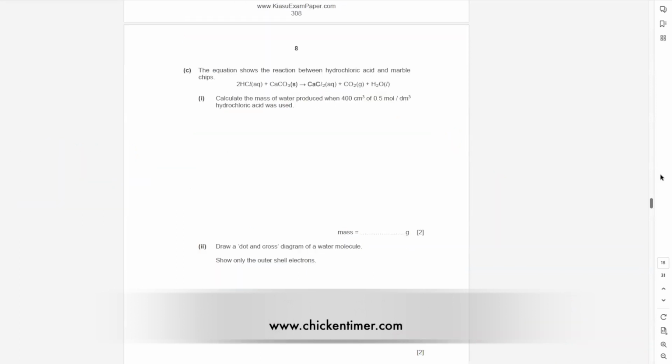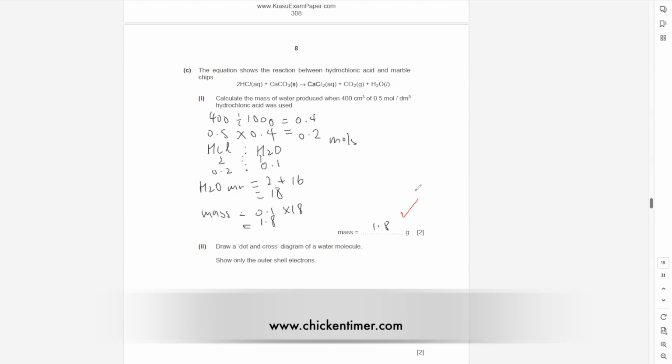Okay. Calculate the mass of water produced. I have to find the moles of hydrochloric acid first, then the mass of water. You have to find the number of moles. Cm cubed to dm cubed is divided by how many? 1,000.